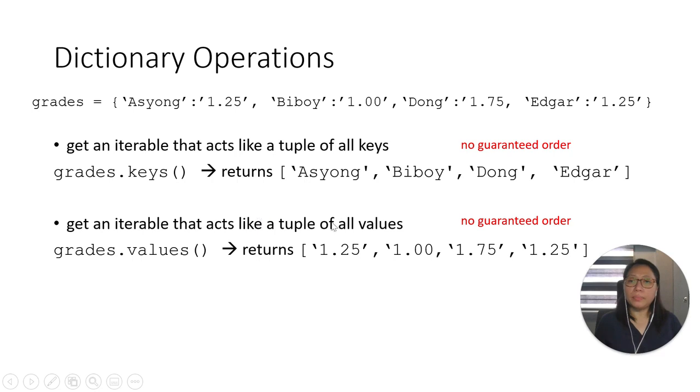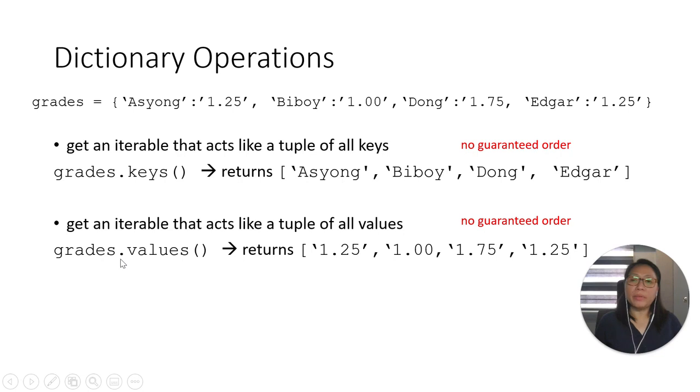So we may get the list of keys by invoking the dot keys method, and this one returns the list of keys. Like here in this example, a list containing the elements asyong, bboy, dong, Edgar. There is no guarantee with the order, so a dictionary is not in a particular order.